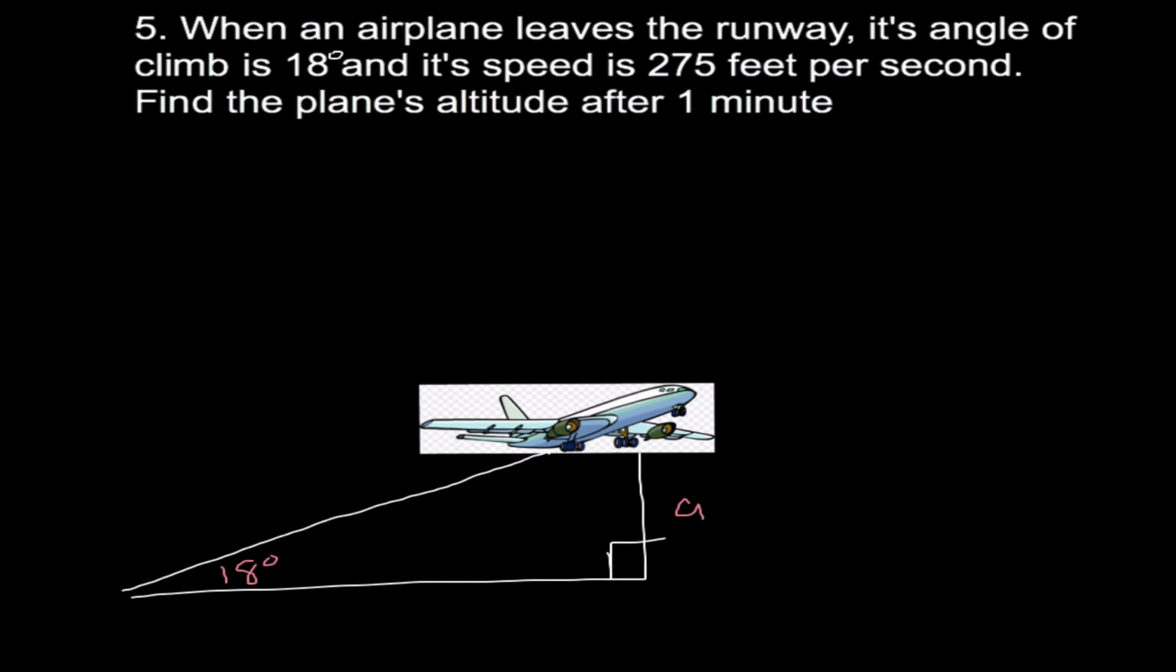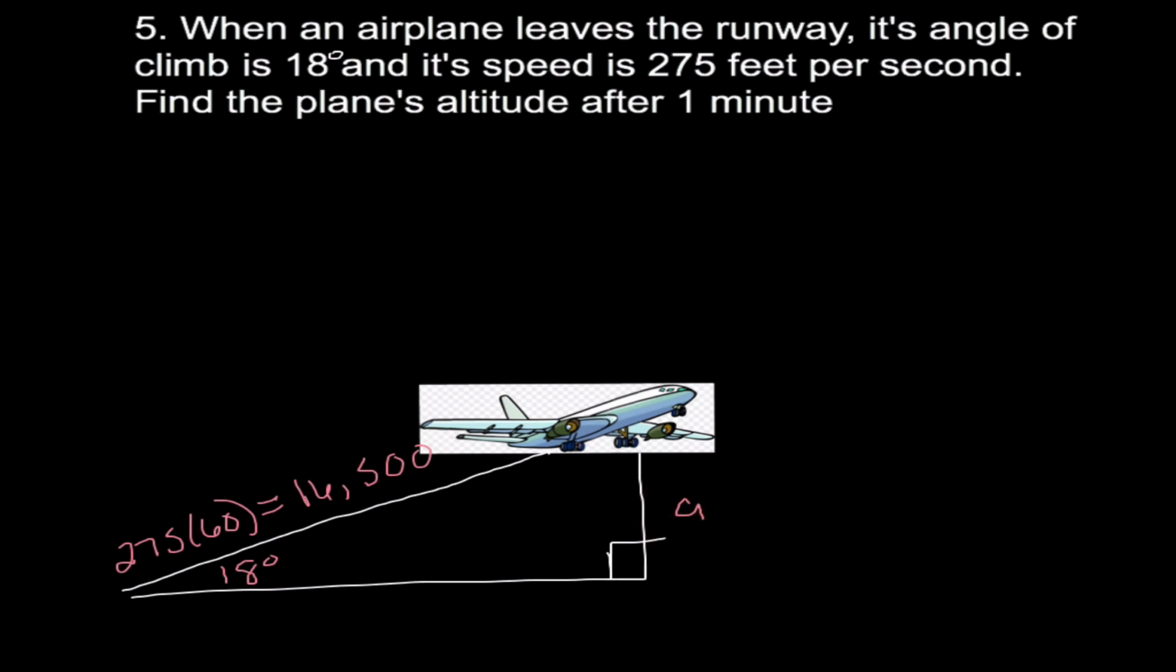And it says that the speed is 275 feet per second. So I know that they are traveling across the hypotenuse at 275 feet per second. We're trying to find the altitude after 1 minute, so I'm going to have to figure out what is 275 times 60, because I know that there are 60 seconds in 1 minute. And I get 16,500.